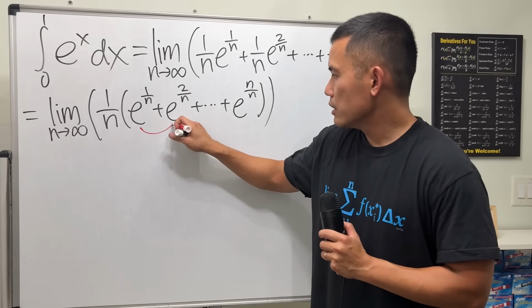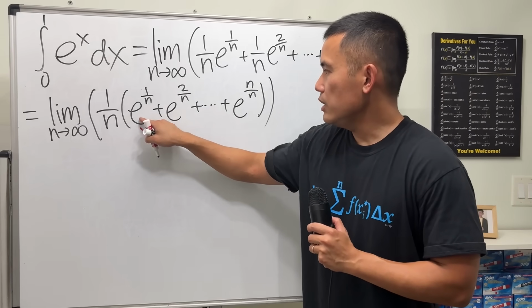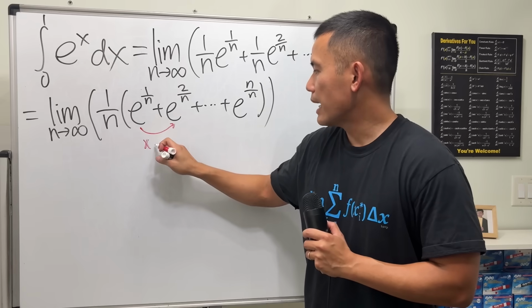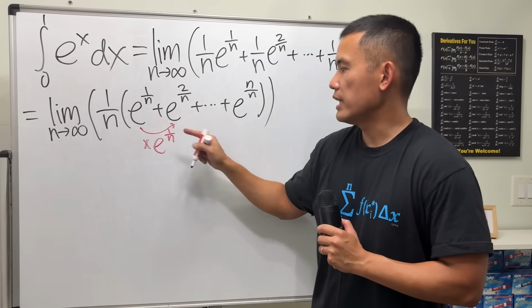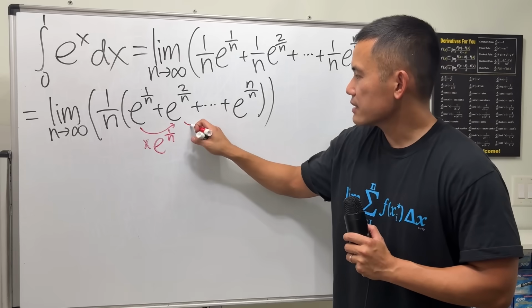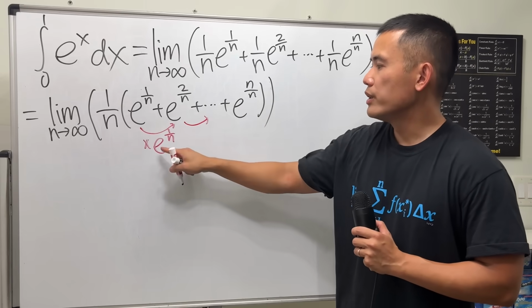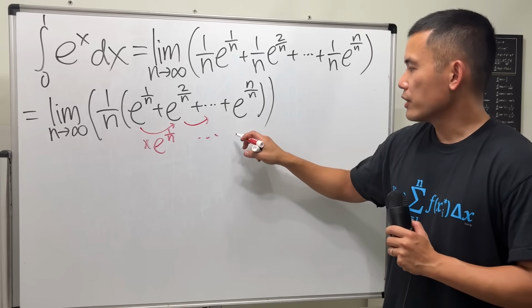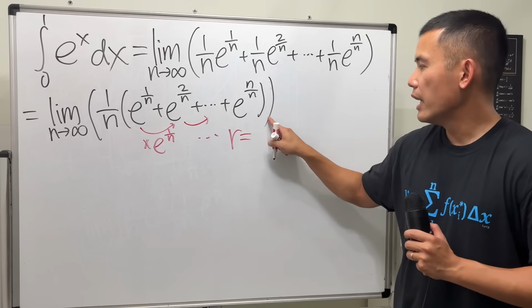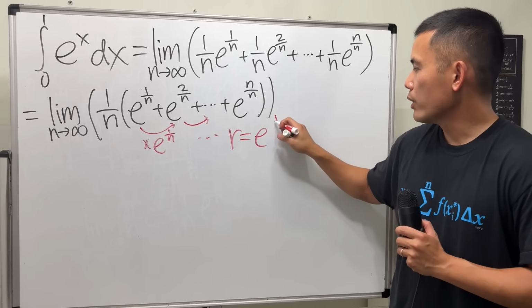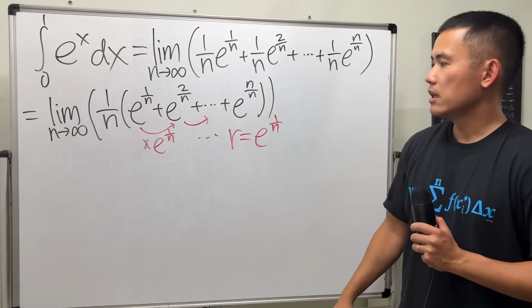From here to here, you can see that if you take e to the 1 over n, multiply by e to the 1 over n, you get e to the 2 over n because you can just add the exponents. And then in fact, to get to e to the 3 over n, you can do the same thing. So in fact, this is a geometric series with a common ratio r equal to e to the 1 over n.